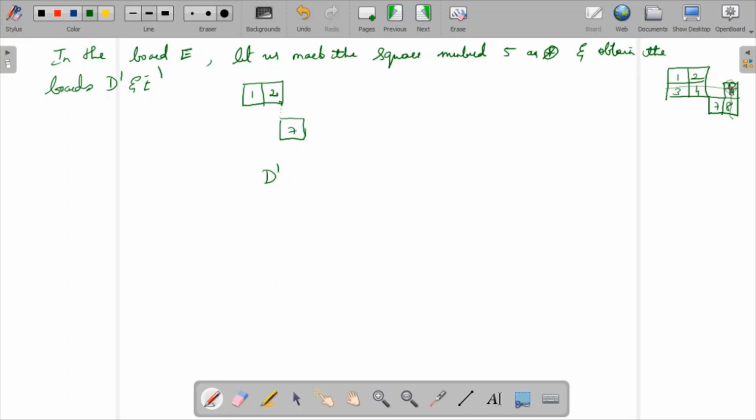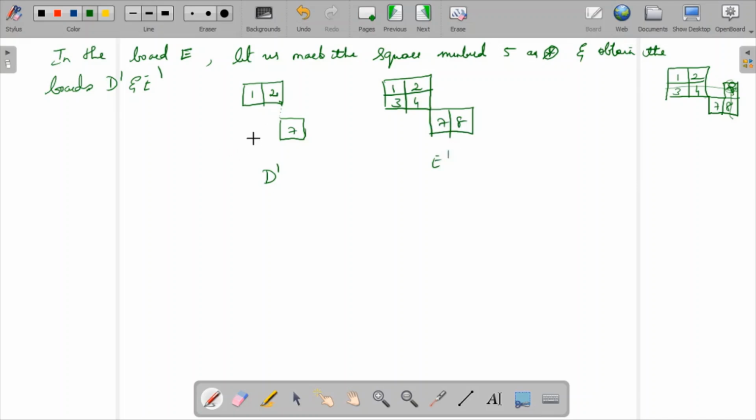Okay, so just taking 5, I would get 1 2 3 4 7 8, 1 2 3 4, and then directly 7 and 8. So this is E dash.